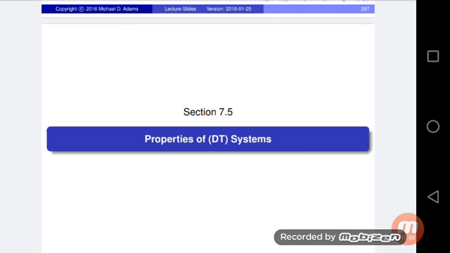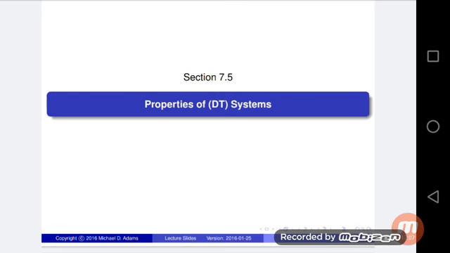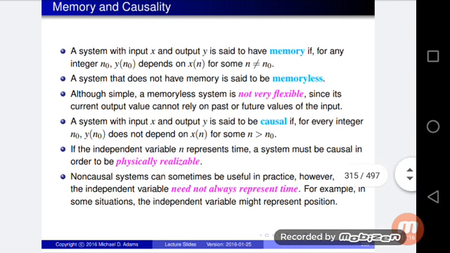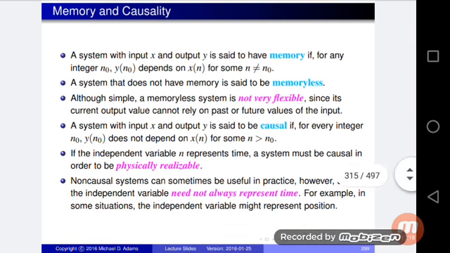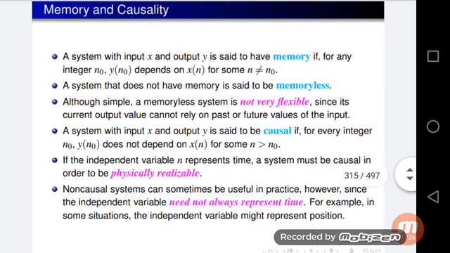Next one is properties of discrete time systems, DT. Properties of discrete time systems. Memory and causality. There are a few points here.